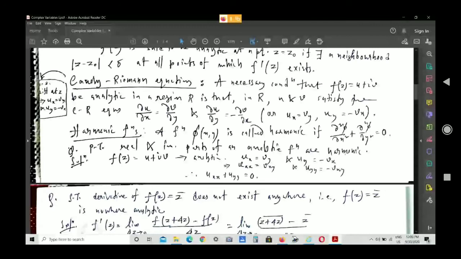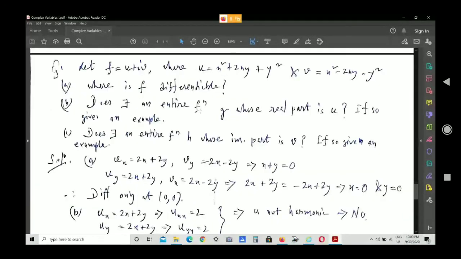We're talking about what this question says: does there exist an entire function? Entire function means differentiable everywhere, means analytic everywhere. G, whose real part is u.